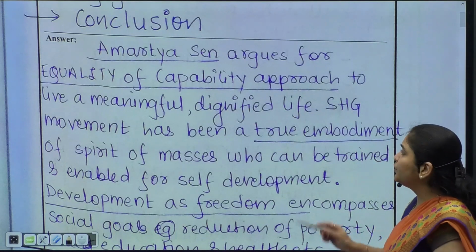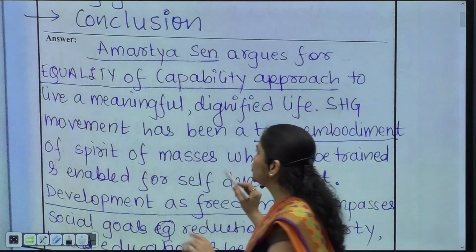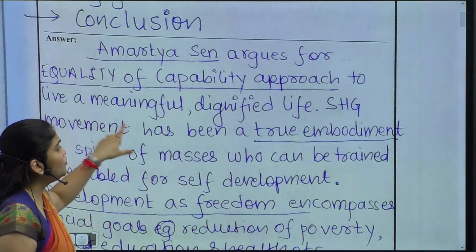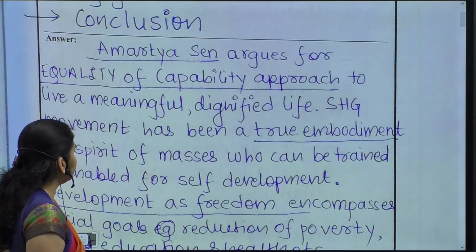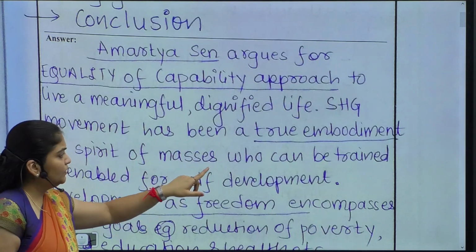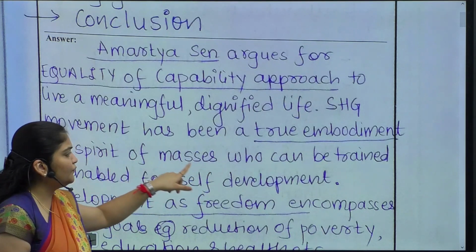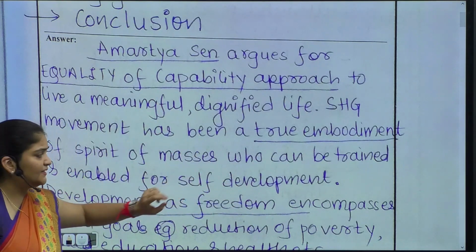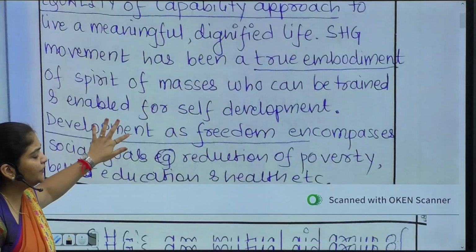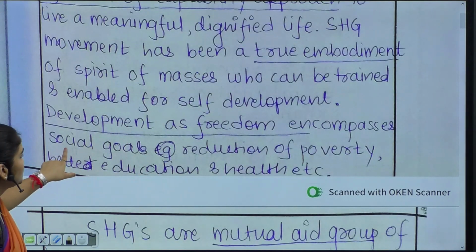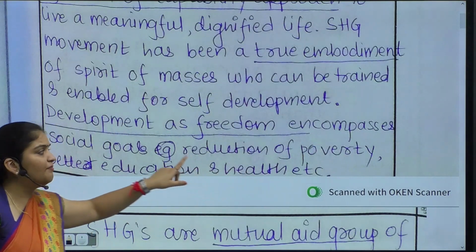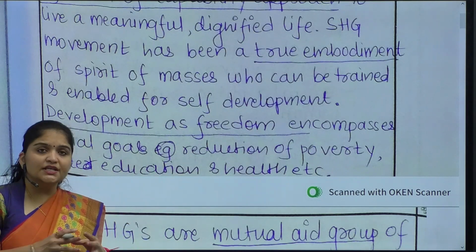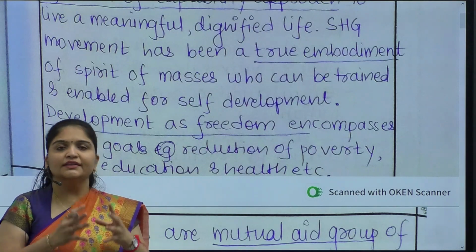Amartya Sen argues for the equality of capability approach to live a meaningful, dignified life. The SHG movement has been a true embodiment of the spirit of the masses who can be trained and enabled for self-development. So I link this with the concept of SHGs. Development as freedom encompasses social goals, which means reduction of poverty, better education and health. So see how we broaden the theme.